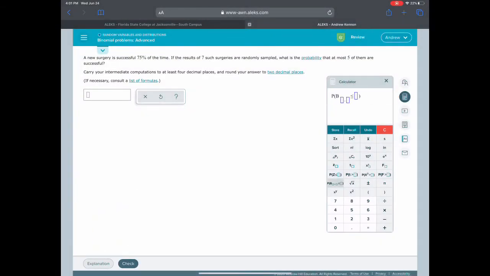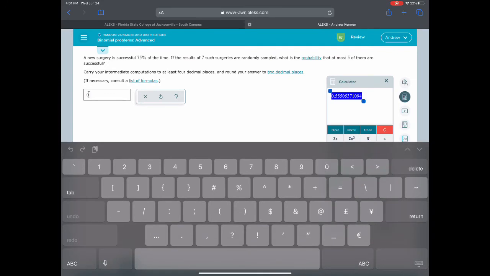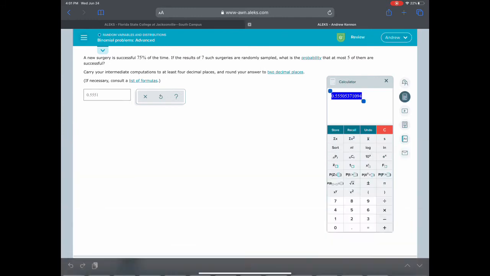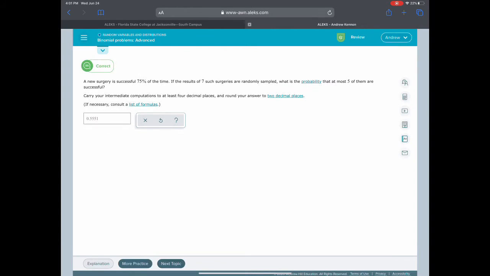All right, so we click this button right here. The first thing that goes in there is N, so you put a 7. The next thing is the probability of success, so 0.75. Make sure you do a decimal. And then at most 5. Okay, so again, the less than or equal to 5 is the same thing as at most. So if I press equal, I get 0.55505. What do we want? At least 4 decimal places, so we can just change that to a 1, and we should get our answer.